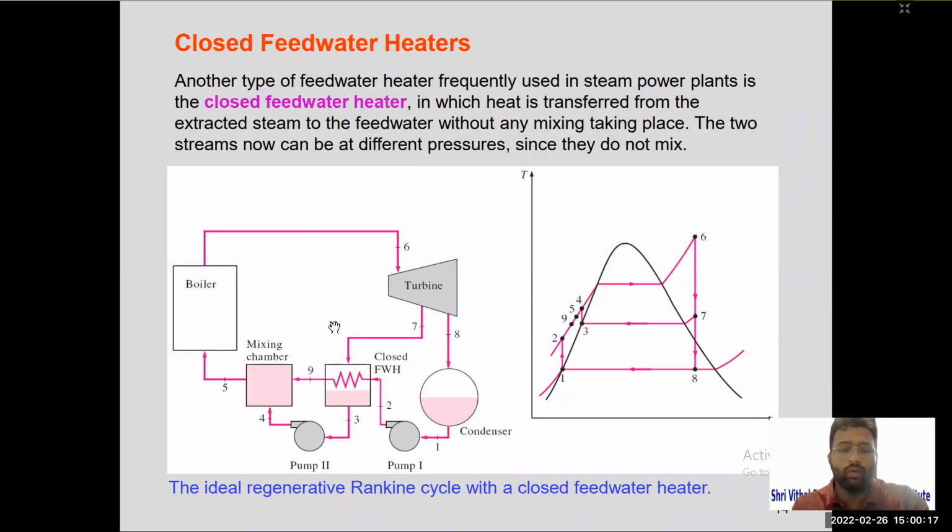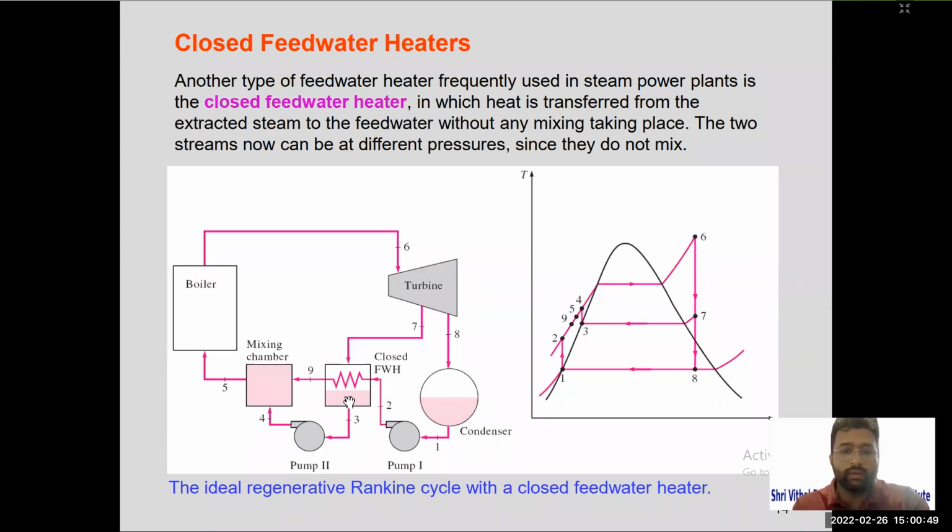But here we have a closed feed water heater. Here we can see the steam coming out from the turbine. It is passed to a closed feed water heater. The water coming from the condenser is first pumped by pump 1. This pumped water is passed through a series of tubes, and the steam is passed outside of the tubes. Heat transfer takes place, and this water is heated. The steam gets condensed and it is collected at the basin.